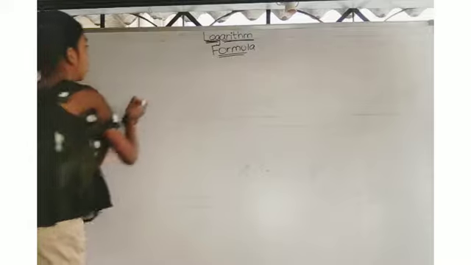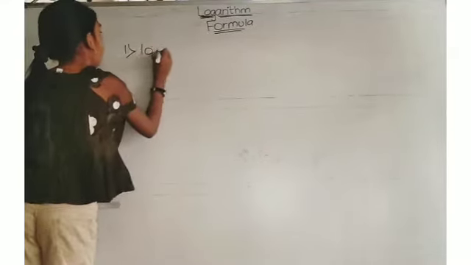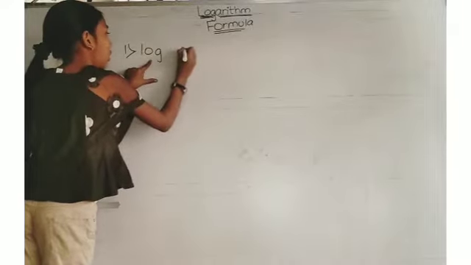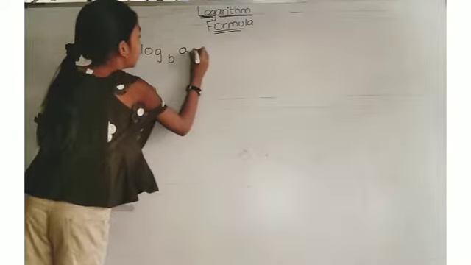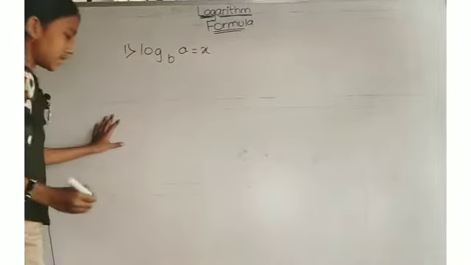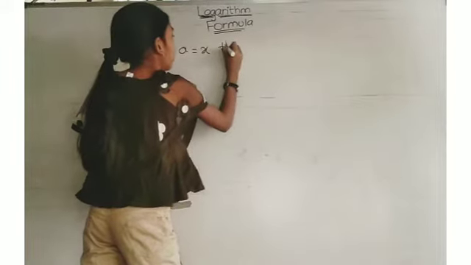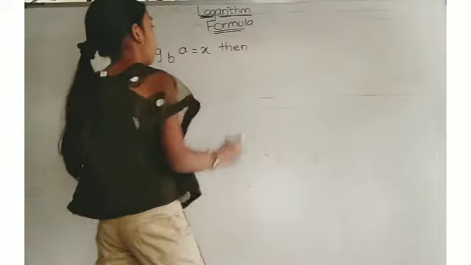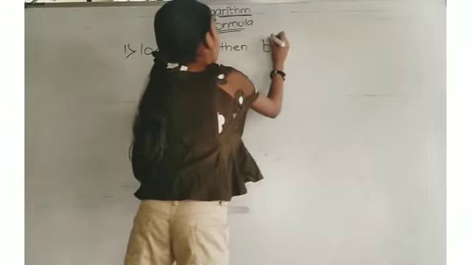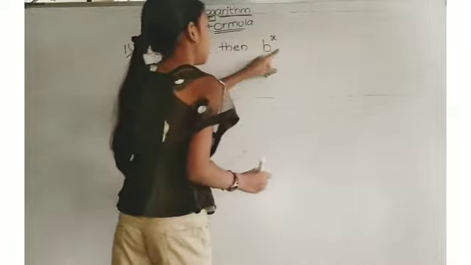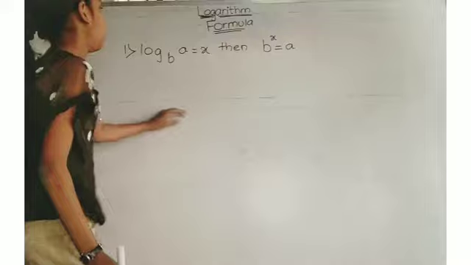So, the first formula is: log A to the base B is equal to x. Then B raised to x is equal to A.